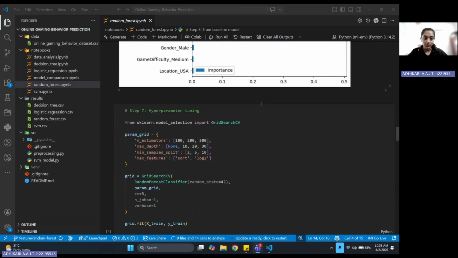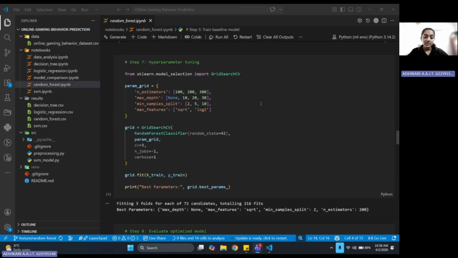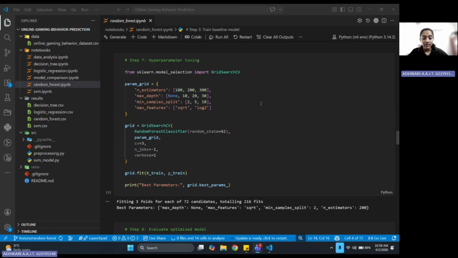To improve performance, I used GridSearchCV for hyperparameter tuning. I tested different values like number of trees, tree depth, and split conditions. The model automatically selected the best parameters based on cross-validation.